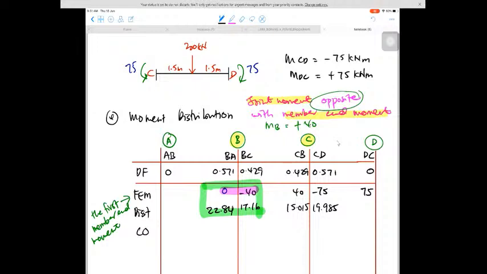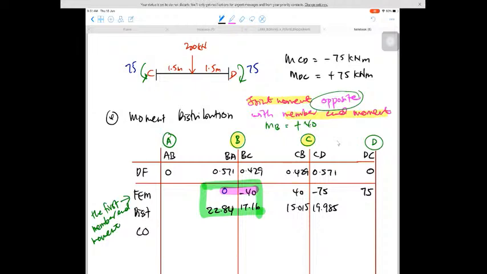Okay, so after fixed-end moment, the first thing to do is we have to distribute the joint moment. The member-end moment we get from distribution of joint moment. So how to get the joint moment?